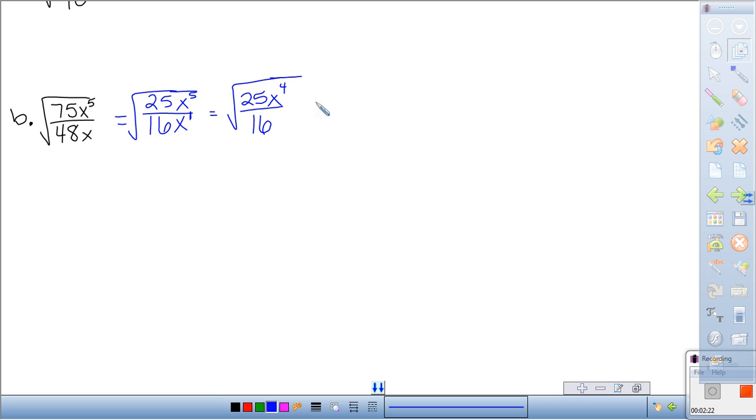Now it makes it really easy to take the square root of this fraction. I have the square root of 25, x to the 4th, divided by the square root of 16. The square root of 25 is 5. The square root of x to the 4th, remember, just halve your exponent, so it's x squared, over the square root of 16, which is 4. And you really don't need to simplify this. It's already in simplest form. I know it's an improper fraction, but that's okay.